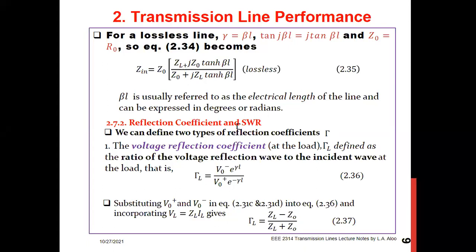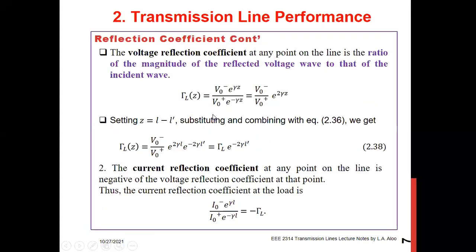Now, we have a factor that determines how much of the power is reflected back to the source. That measure or factor is given by the reflection coefficient. The reflection coefficient can be viewed from 2 perspectives. One is calculated on the basis of voltage, and we call it the voltage reflection coefficient. The other is calculated on the basis of current, and we call it the current reflection coefficient.